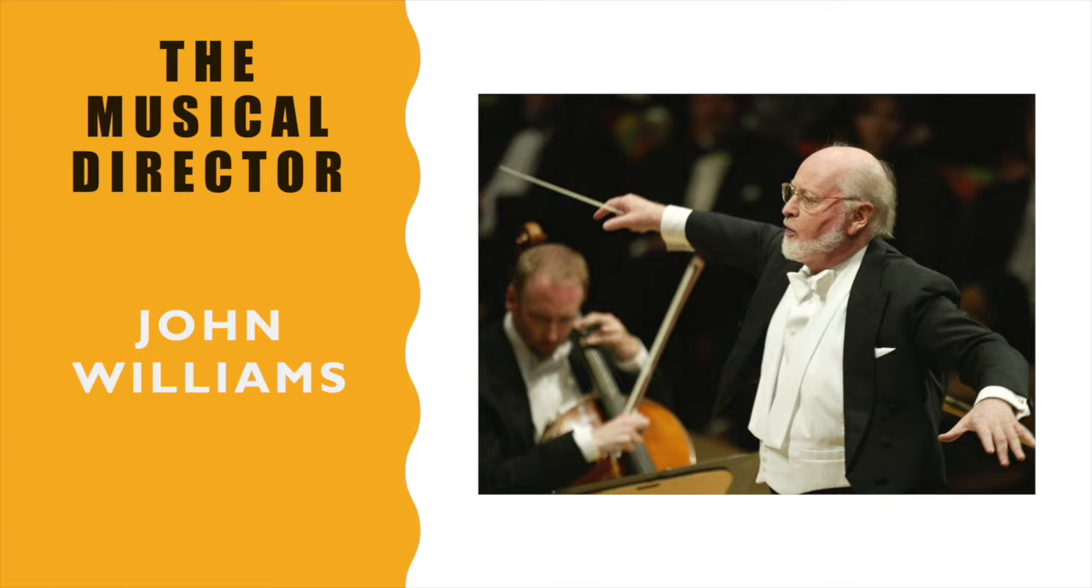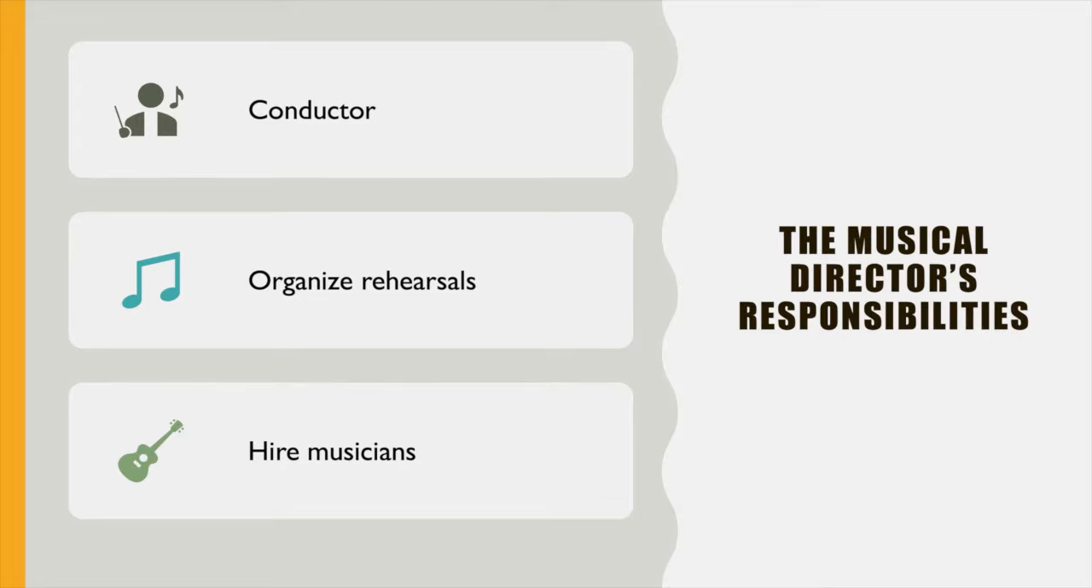The next job role we're going to look at is the musical director, and again we have the example of the composer John Williams. The responsibilities of this job are to be the conductor, so to stand in front of an orchestra and conduct the music. They will have to organise rehearsals, so they'll organise where everyone meets and when, and then they also have to hire the musicians they want in their performance to play.